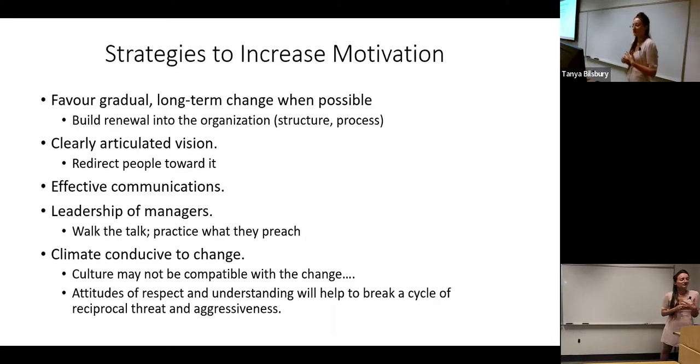The book says that the climate should be conducive to change. Some cultures, especially bureaucratic cultures, are not compatible with change. So how are you going to change the culture? Can you really do that? How much of that can you do? So right off the bat, you have a bit of an issue there. That said, you don't want to get into cycles where you're threatening and people feel threatened and respond in threatened ways. So maintaining an attitude of respect and trying to be understanding works in your favor.